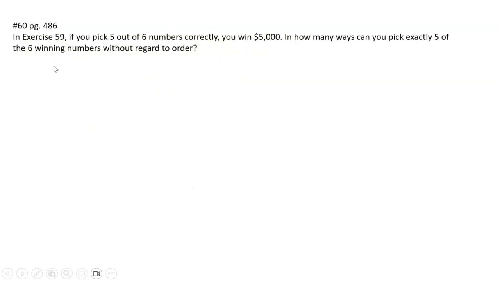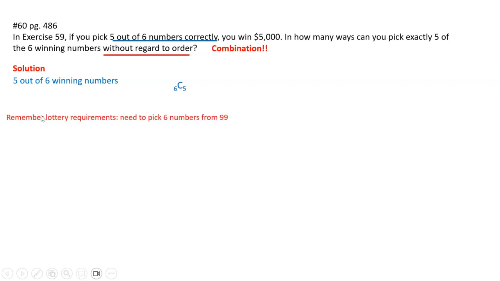Now this is number 60 on page 486. It says, if you pick 5 out of the 6 numbers correctly, you win $5,000. How many ways can you pick 5 of the 6 winning numbers without regard to order? That means combination. So 5 out of 6 will give us 6 combination 5. But remember, to pick the lottery, we have to pick 6 numbers out of 99.